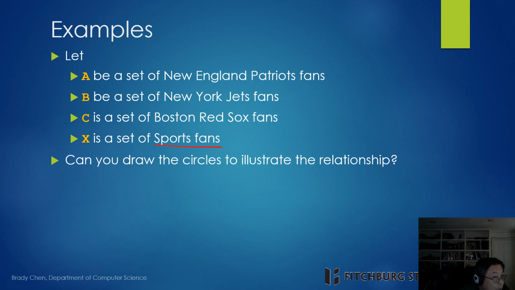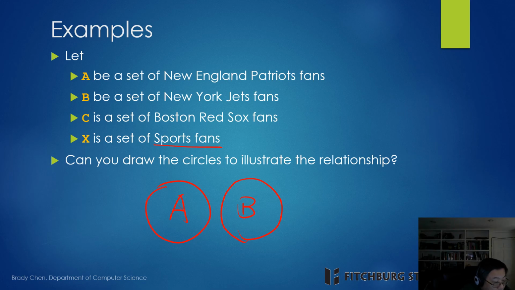Now, if you know a little bit about the history between the Patriots and the Jets, you know that that's really not possible, right? Even though technically Patriots and Jets are different sports teams, some people could be fans of both, but that's really not possible. So I'm going to say, if I draw this, if A is a Patriots fan and B is a Jets fan, so A and B have nothing in common.